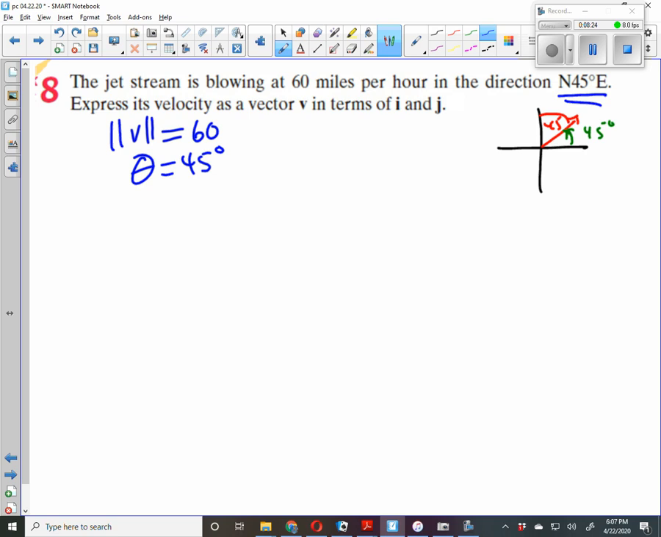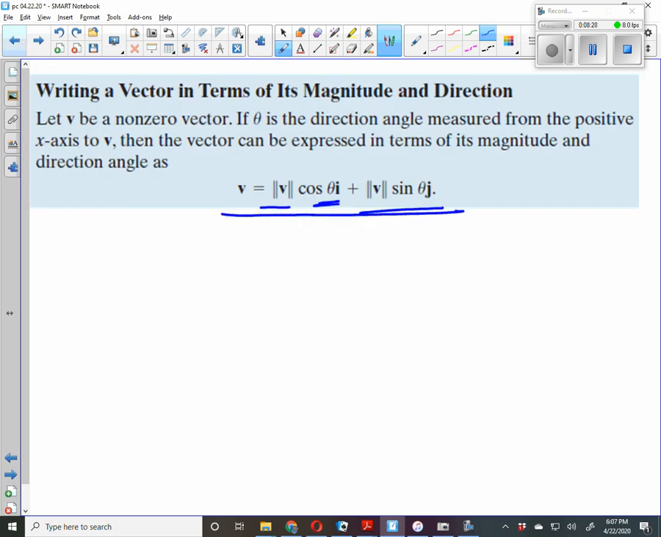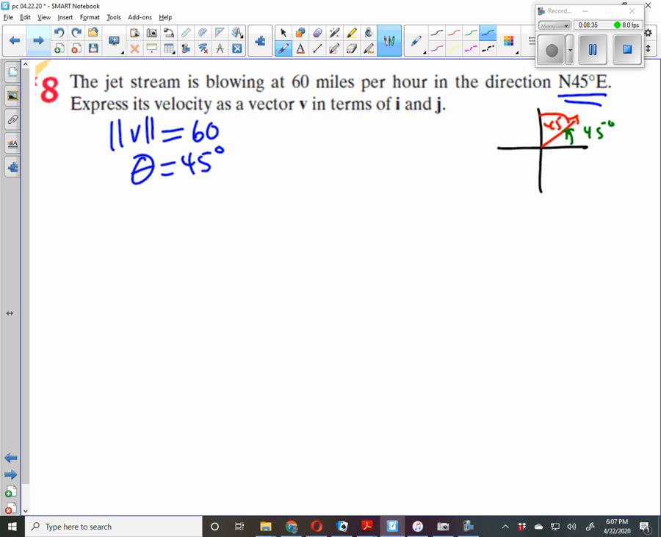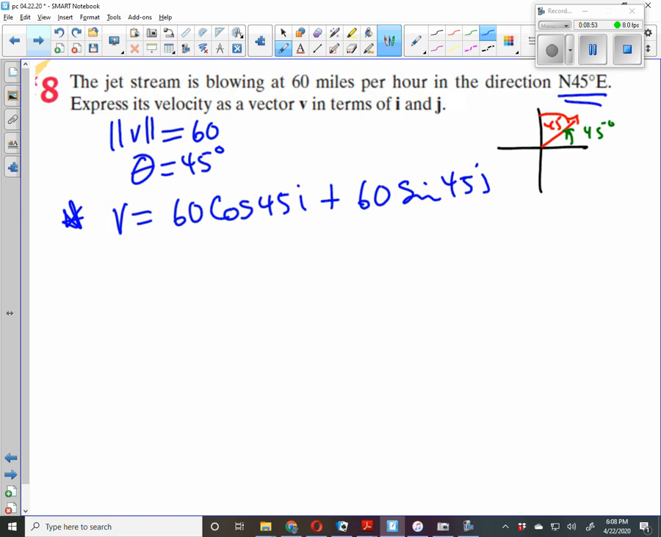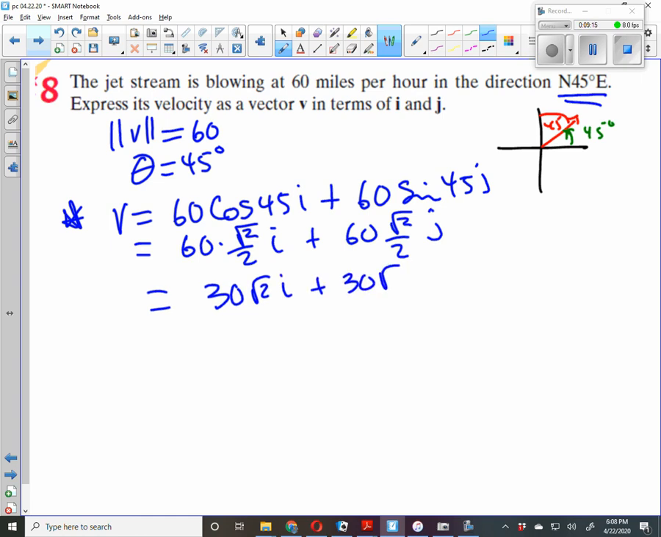So remember, our formula says our vector is equal to magnitude cosine theta i plus magnitude sine theta j. So we're going to go v is equal to 60 cosine 45 i plus 60 sine 45 j, and there's our vector. But we want it in terms of a component form, so we need to go ahead and simplify this. 60 times root 2 over 2 i plus 60 times root 2 over 2 j, or 30 root 2 i plus 30 root 2 j.